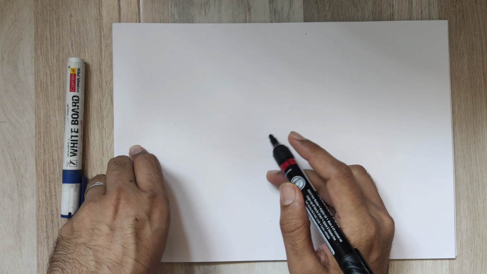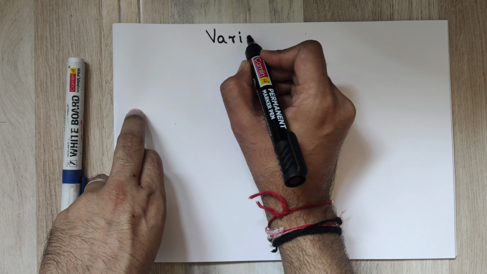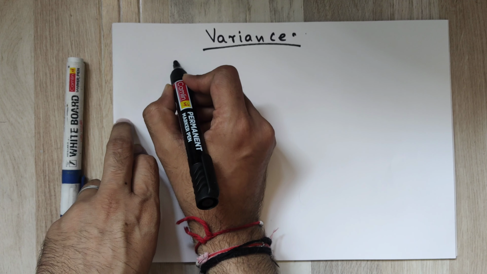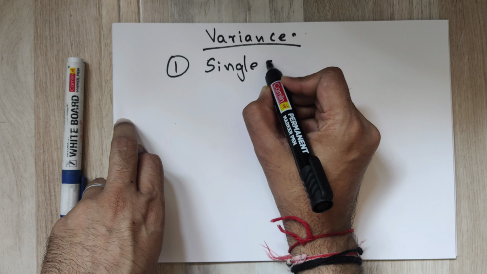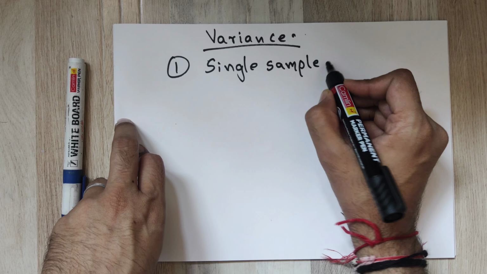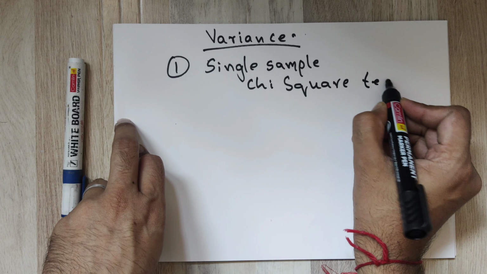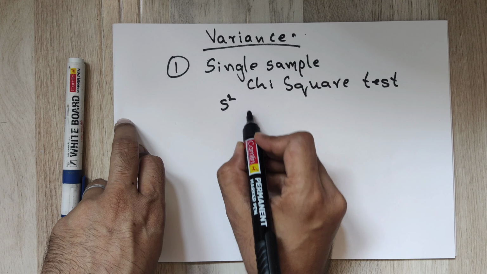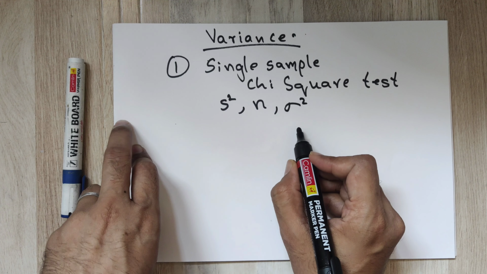So till now, whatever tests we have discussed, there we were using mean as the parameter. Suppose we want to test our hypothesis with variance as our parameter. So in variance, if we have only a single sample, then for single sample variance we use the chi-square test. In this, the data that will be given to us will be the sample variance S square, we'll have the sample size n, and sigma square, that is the population variance.